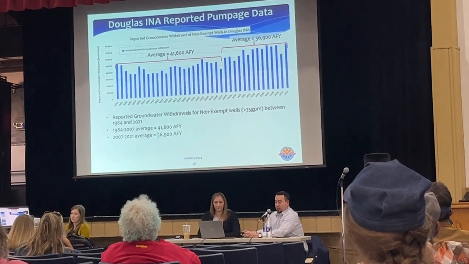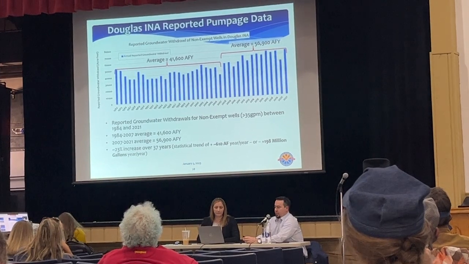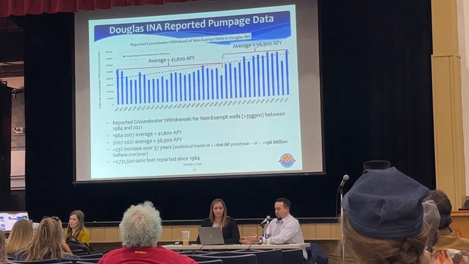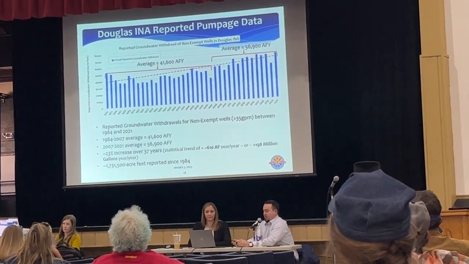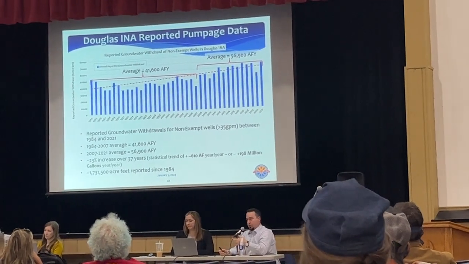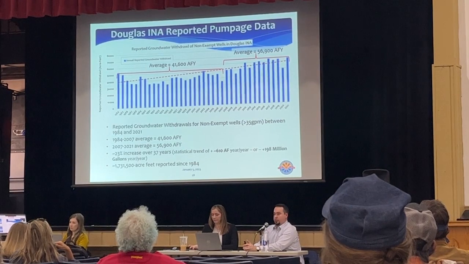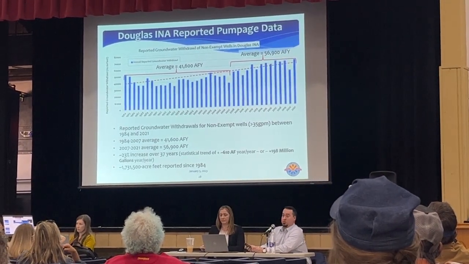This is one way to look at it, and another way to look at this type of data is to take a statistical average across the whole interval. So from beginning to end, what does that statistical trend look like? And this is an increase of 610 acre feet of additional withdrawal year over year. Meaning every year it's an additional 610 acre feet. 610 acre feet is a lot of water. It's almost 200 million gallons.